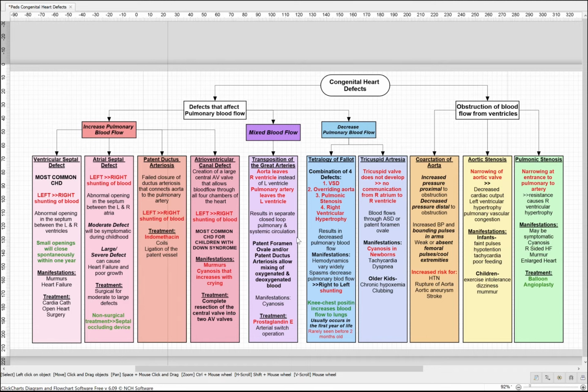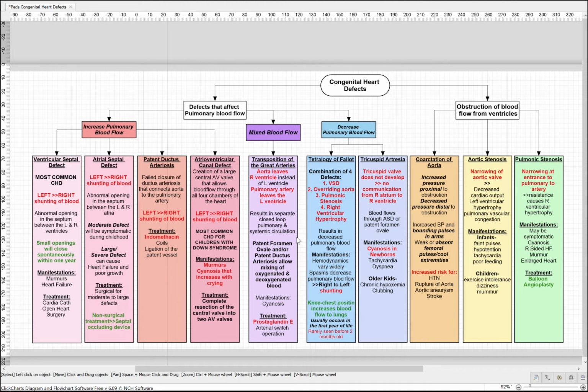Basically, you will assess the O2 sat on the right hand of the baby, which is your preductal, and then you will assess it also on either foot of the baby. It's expected that the right hand is going to be a higher O2 sat and that the foot would be a little bit lower. But as the patent ductus arteriosus is closing, you will see less of a difference in those O2 sats.